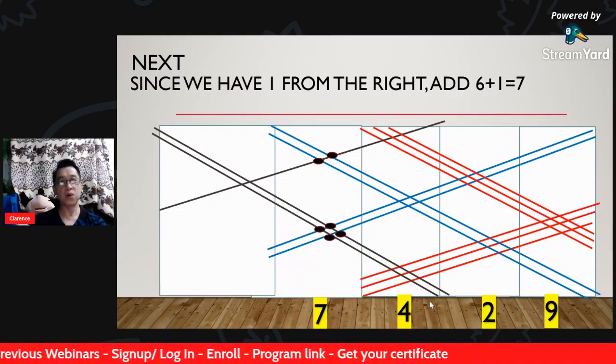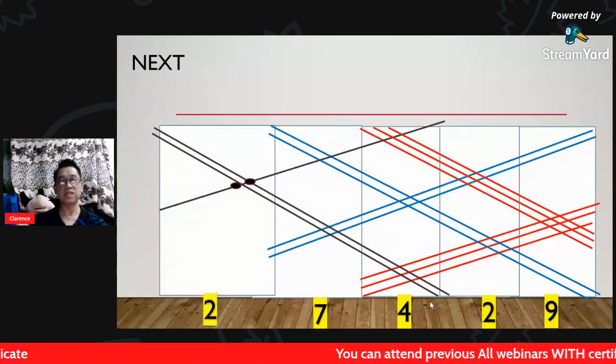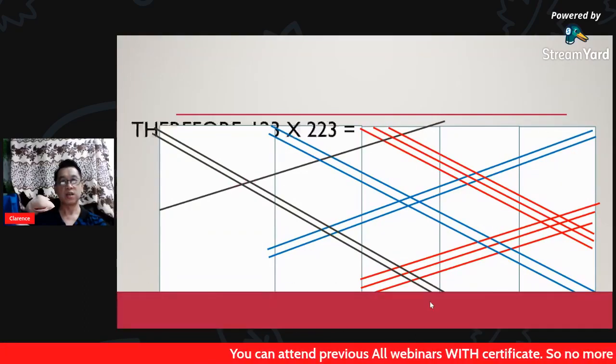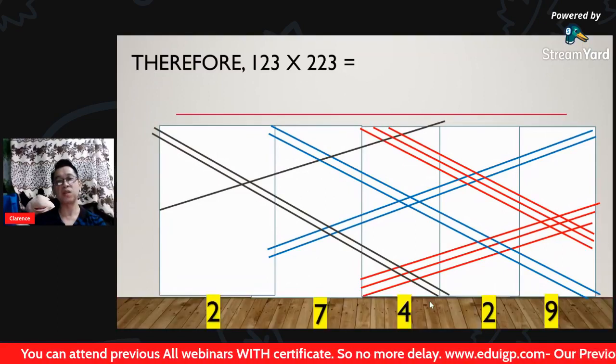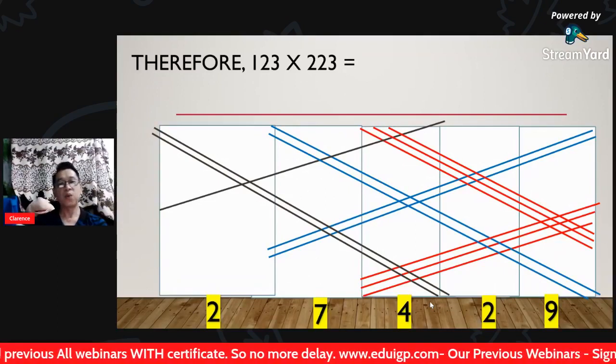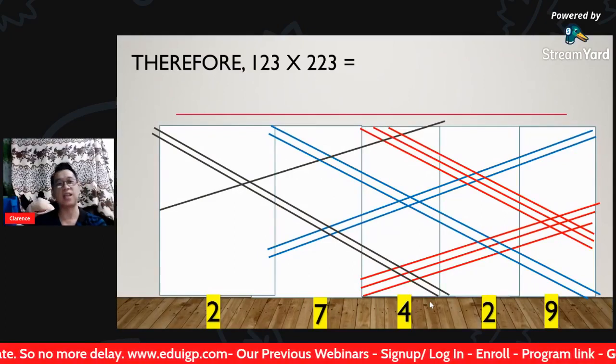So for the final column from the left, we have 1, 2. So we have two intersections. So therefore, 123 times 223 equals 27,429.